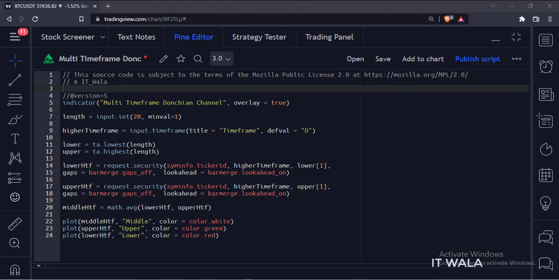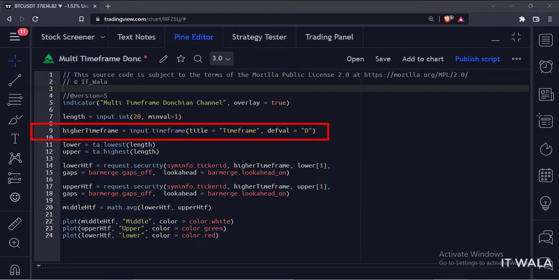Today we will see how to implement a multi-timeframe Donchian channel in the TradingView Pine Script. This is the indicator function with the name multi-timeframe Donchian channel. First, we accept the user input for the length of the Donchian channel. Then we accept the user input for the higher time frame. Here we have chosen a daily time frame by default.